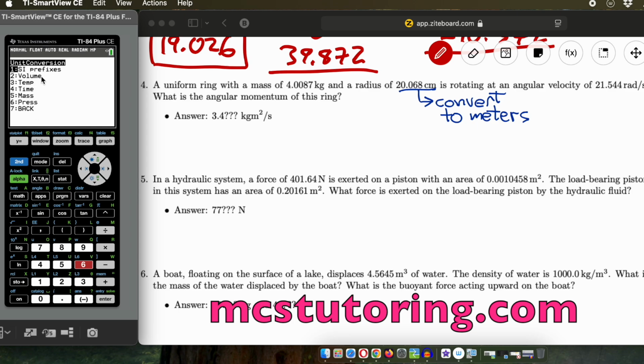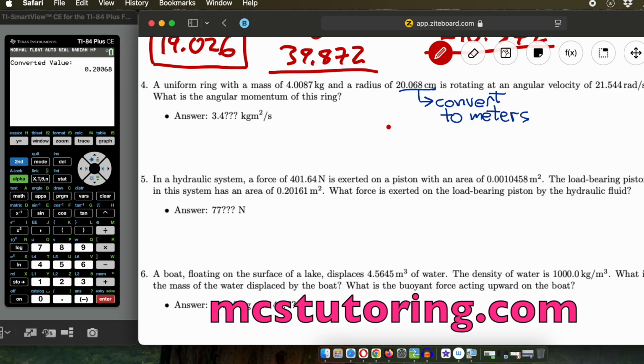So we're going to convert SI prefixes, right? So what are we starting from? We're starting from centi. And then what do we want to do? We want to convert to meters, which is just the unit. If there's nothing in front of it like kilometers, hectometers, megameters, it's just the unit one. So that's going to be option 4. Okay, and what is the value? 20.068. There we go. So the converted value is 0.20068 meters. So I do have that conversion there, which is pretty handy.